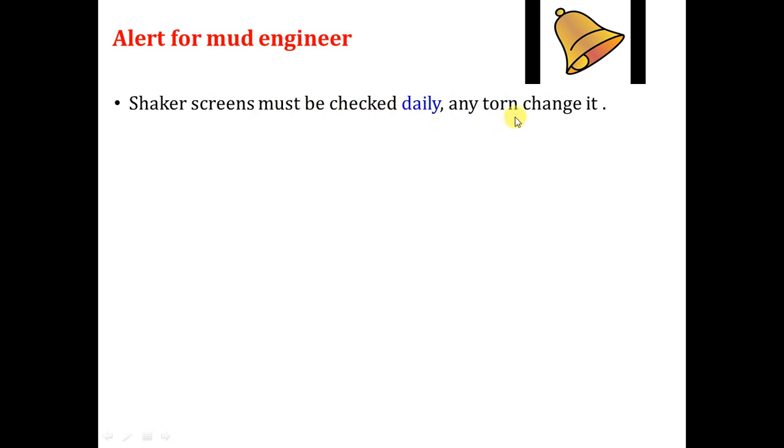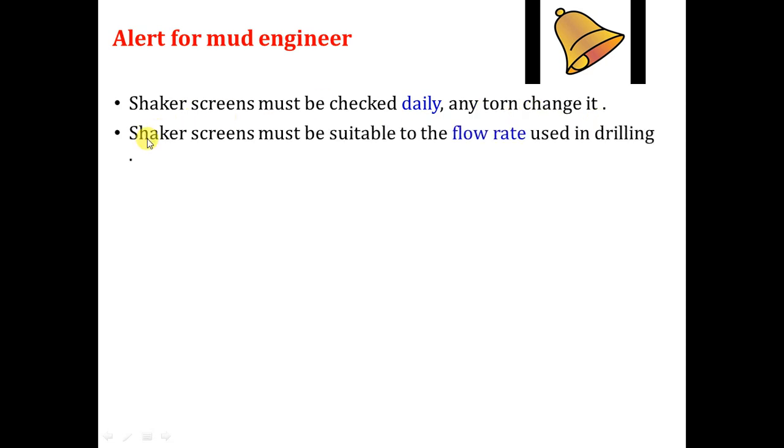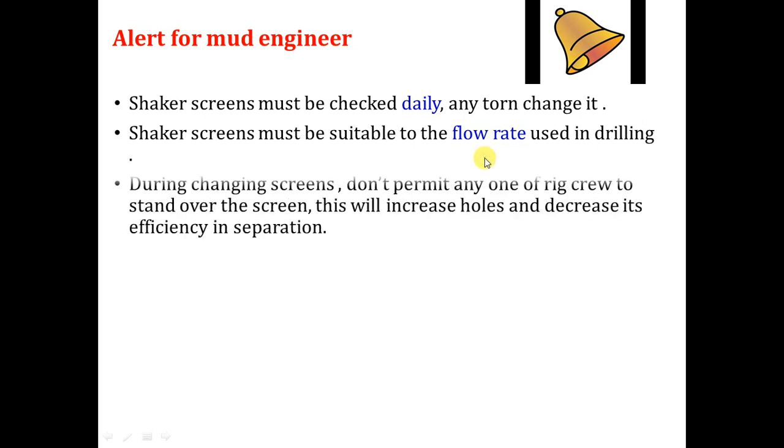Okay, and any torn screen, immediately you have to change it. Number two, the shaker screens must be suitable for the flow rate used in the drilling, and you have to know if you are in the surface hole, or in the intermediate section, or in the pay zone. So you have to take care about this, and make an optimization between the flow rate and the screen to be used, or the API screen to be used.